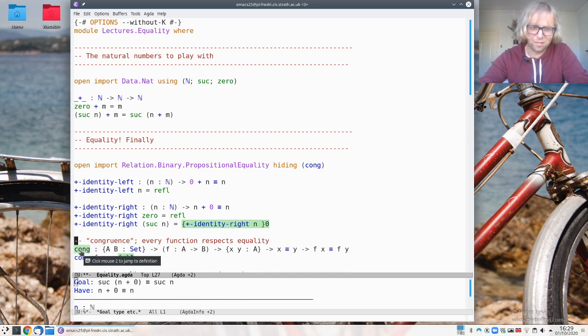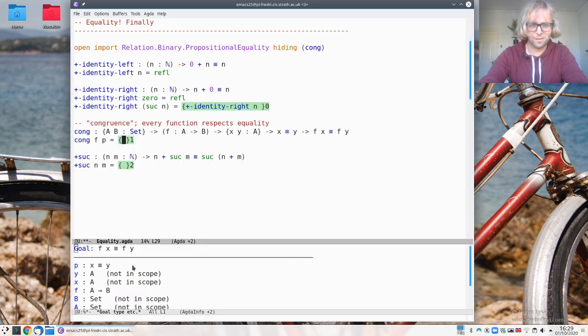So this is called cong in the standard library, but let's prove it ourselves because it's easy. So what does this say? It says that if you have any two sets a and b, and any function f from a to b, and any two arguments x and y that you know are equal, then f applied to x will also be equal to f applied to y. And how do we prove this? Well, this is what we have to prove.